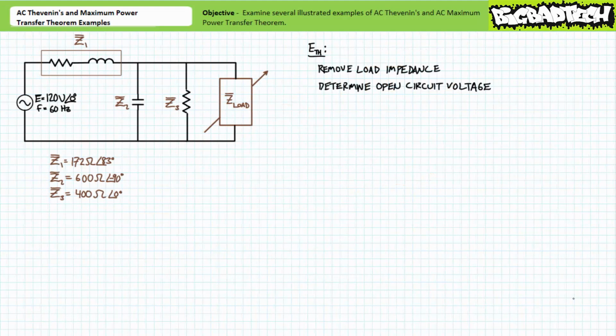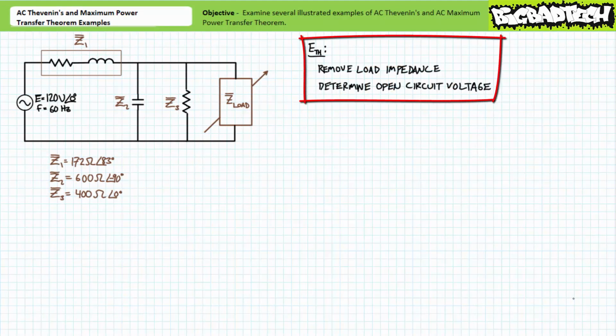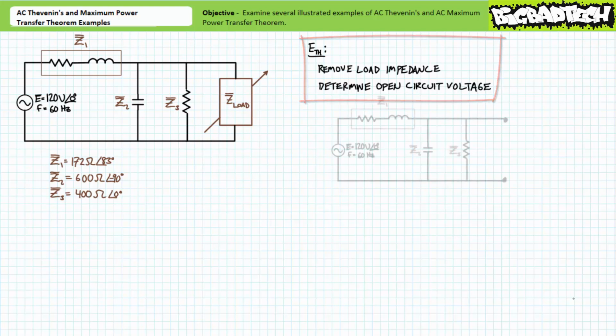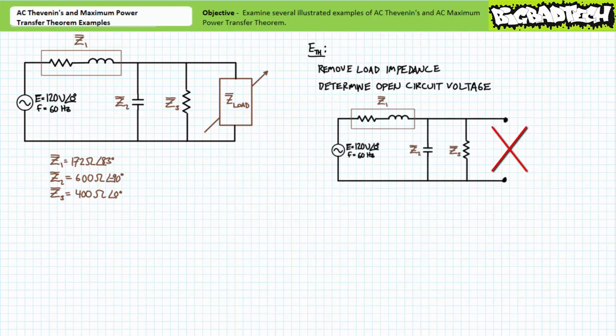Let's first solve for the Thevenin's equivalent voltage, ETH. To solve for ETH, one removes the load impedance from the nodes of interest. Then, one determines the open circuit voltage seen across the nodes of interest. Let's start by removing the variable load impedance Z load. Note the removal of the variable load impedance has fundamentally altered the nature of our original series parallel circuit. Now we need to determine the open circuit voltage seen across our nodes of interest.